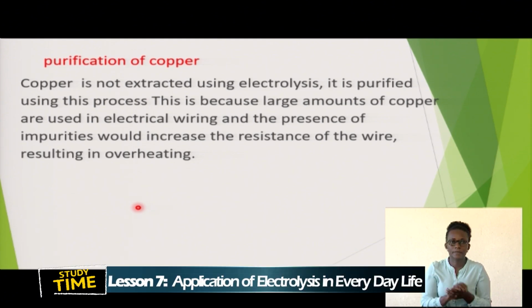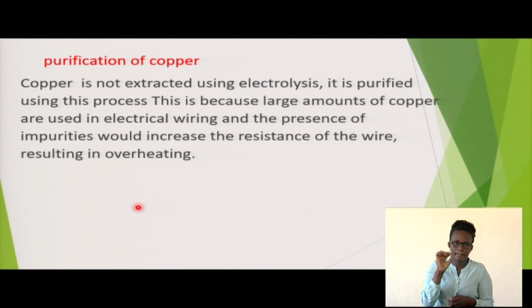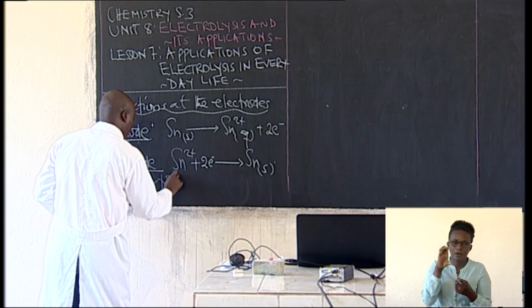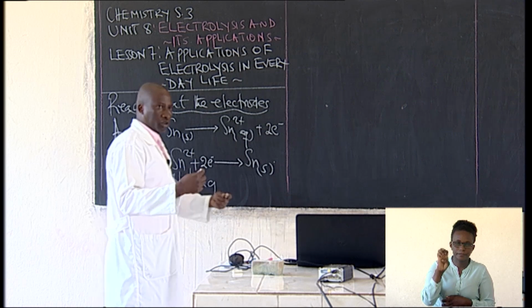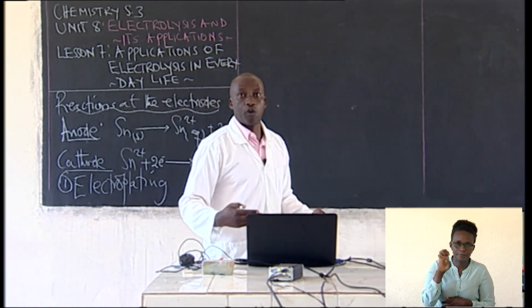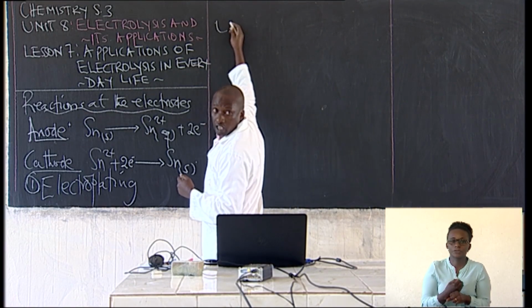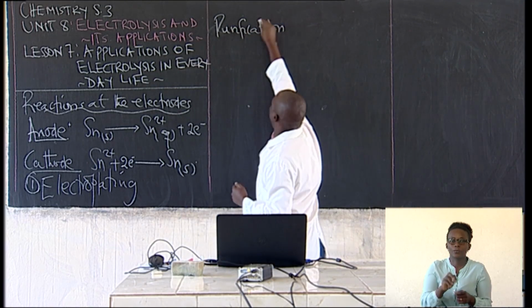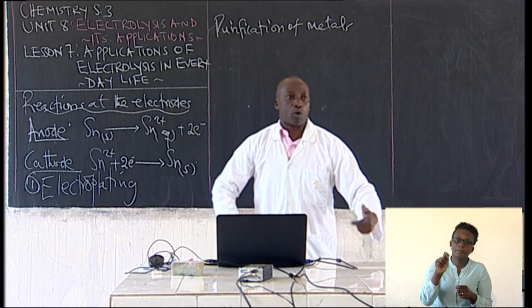So we are talking about electroplating, and then what is electrolysis? One of the uses in daily life for electrolysis that we have mentioned here is electroplating. And another one that we're going to look at is the purification of metals. We have given an example of copper.